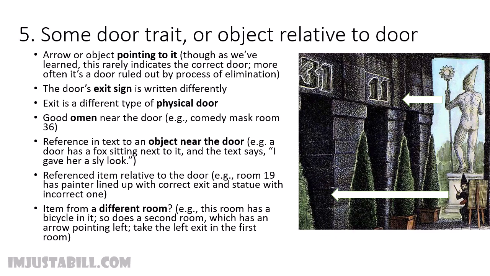And finally, as I said before, it's possible there might be an item in a different room. Let's say this room has a bicycle in it. Well, this second room has a bicycle in it too, and there's an arrow pointing to the left in that room. So maybe in the first room with the bicycle, we take the left door. I bring that up because we do see a number of objects in Maze that kind of repeat. Not bicycles, of course, but we do see umbrellas and top hats, things like that.